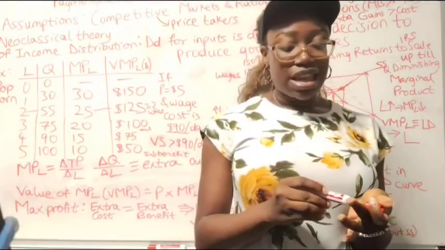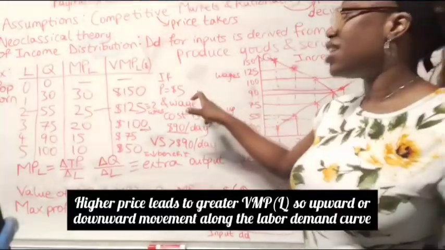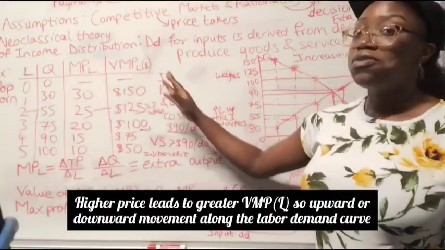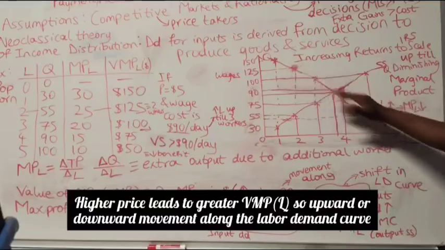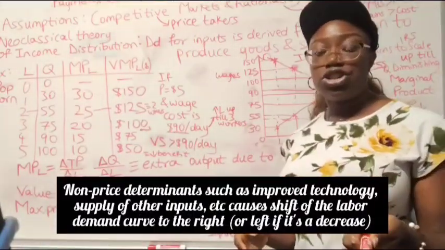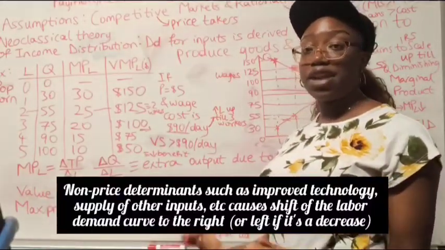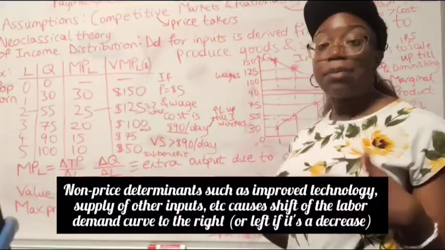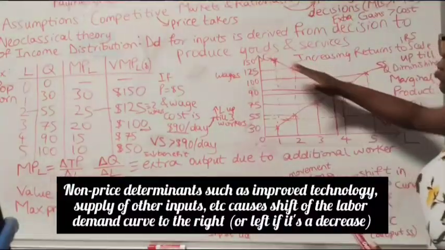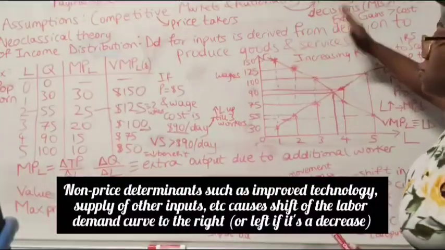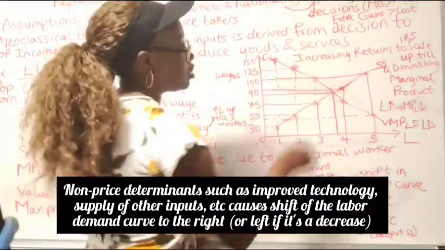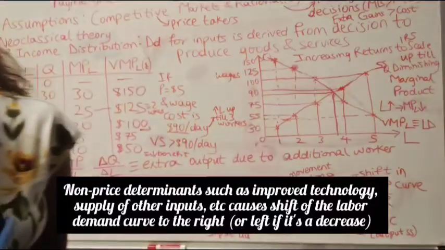And something that I want to emphasize is that if your price increases from $5, that is definitely going to increase the value of your MPL, right? But that causes a movement along your labor demand curve. There are other things that could increase the value of your marginal product of labor. So that includes things like technology, right? If you have technology, it makes production more effective. If you have other inputs supplied in abundance, then that would also increase your VMPL. But that is going to lead to a shift in your labor demand curve, either to the left or to the right. Remember, non-price determinants cause a shift, right? And price determinants cause a movement along your demand curve.